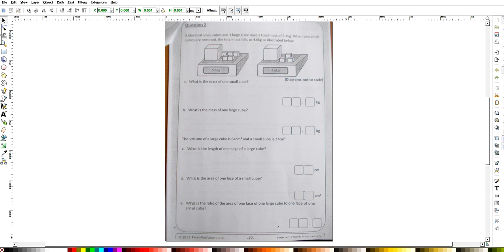Which one, the first one? Yeah, have any ideas? Go on, give me an idea. Well, basically, how I worked it out was... Did you get the right answer? Yeah. Okay. So it says that we got 5 small cubes and 3.